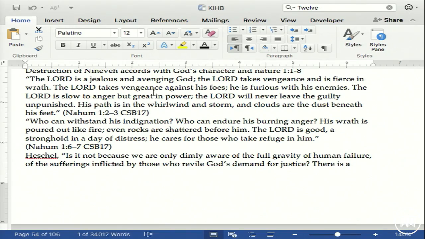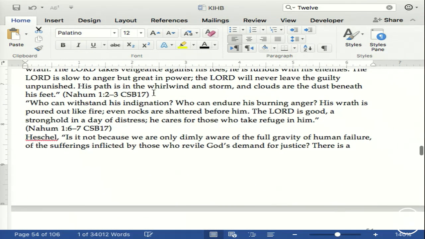Because it begins, the Lord is a jealous and avenging God. The Lord takes vengeance and is fierce in wrath. The Lord takes vengeance against his foes. He is furious with his enemies. The Lord is, but, right, man, that is powerful. But then he says, right, the Lord is slow to anger, but great in power. He's not quick to go to judgment, but he does judge, doesn't he? The Lord will never leave the guilty unpunished. His path is in the whirlwind and storm, and clouds are the dust beneath his feet.